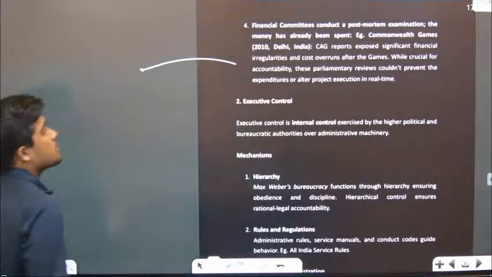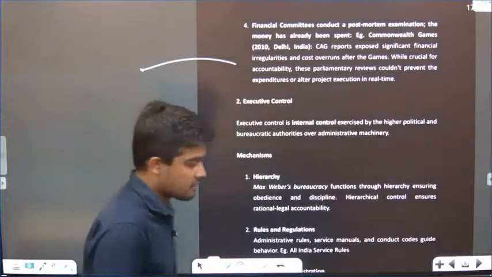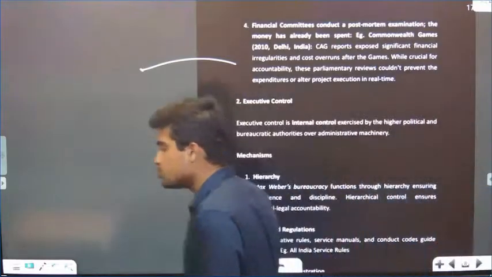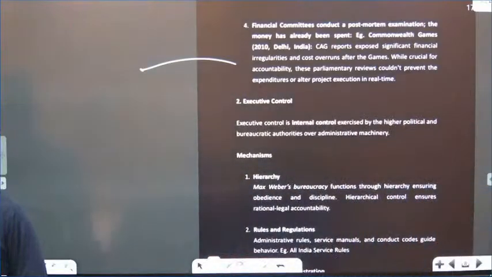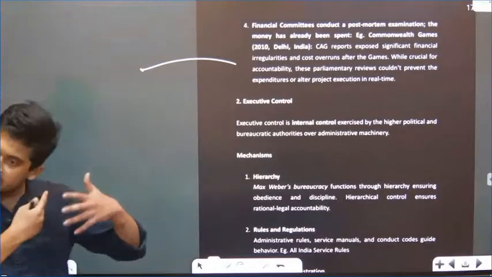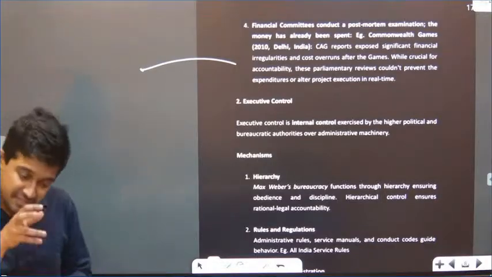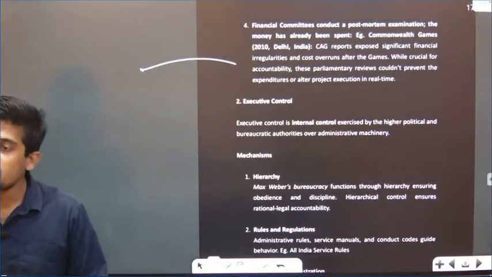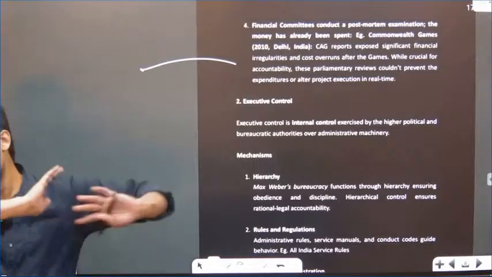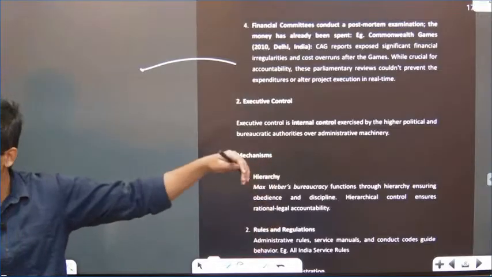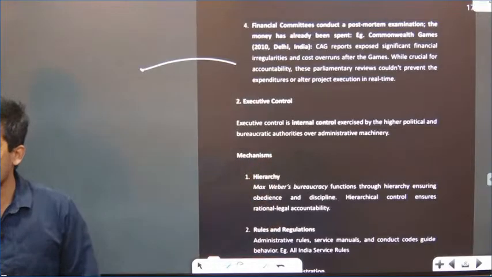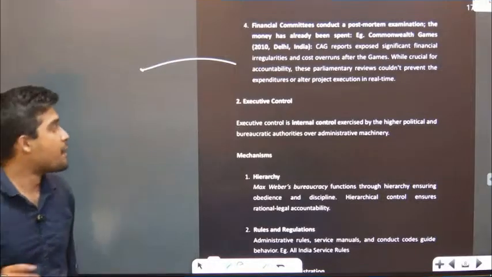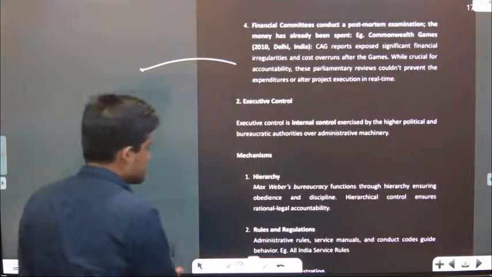Another problem is that these financial committees, such as the CAG, usually conduct a post-mortem report. When the spending has been done, after that they check whether the spending has been done right or not. So essentially, it's after the things have been done that they check whether they have been done in the right manner or not. So that also reduces the control.